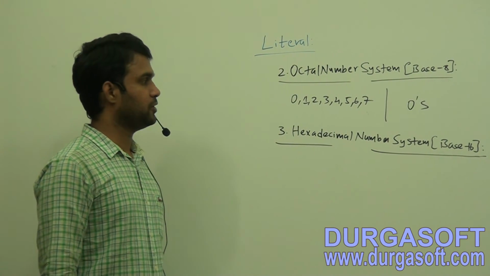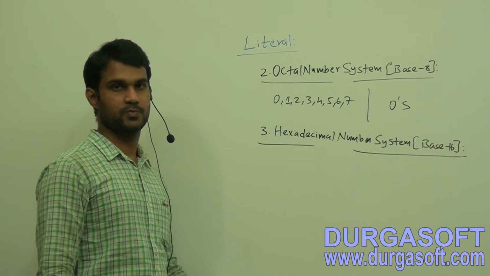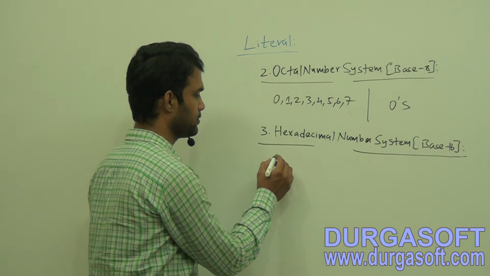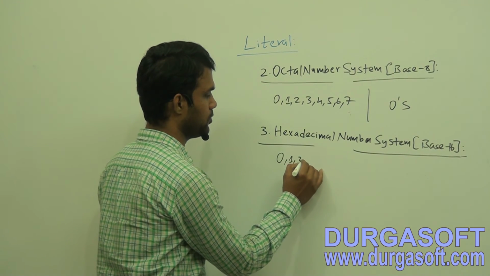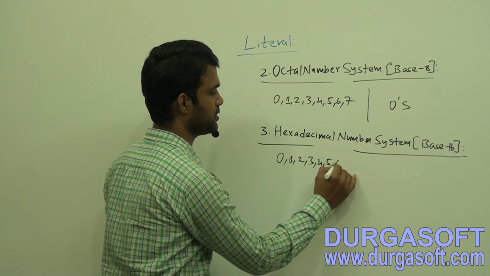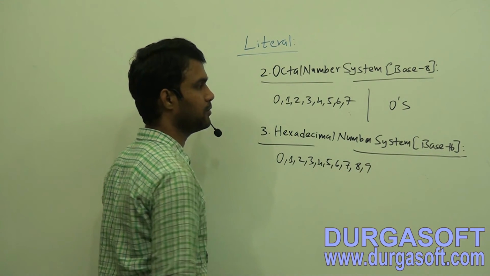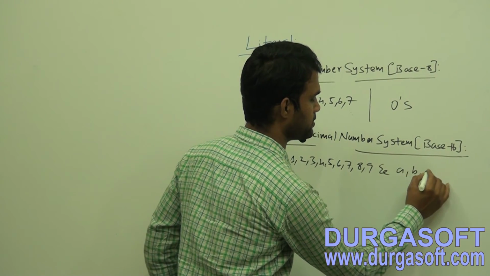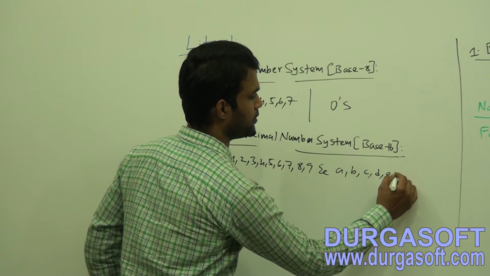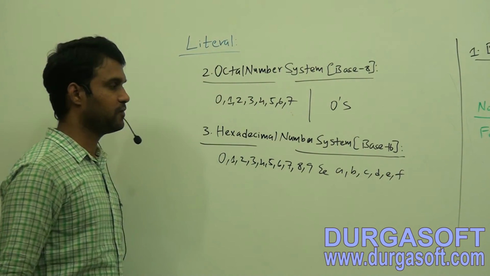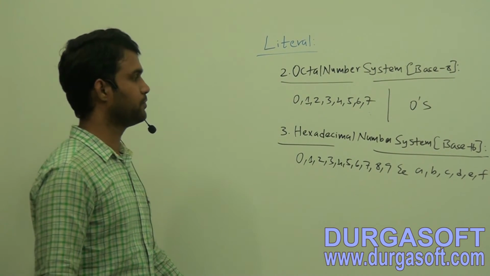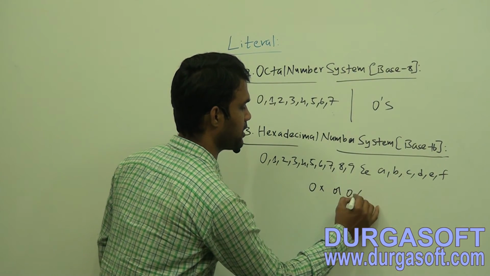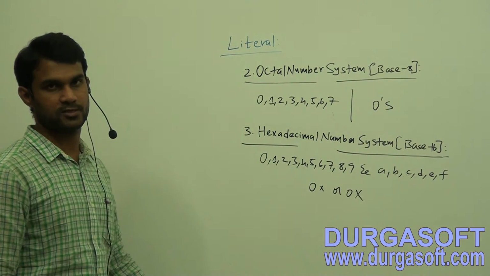Okay, so if you want to represent a number in the hexadecimal number system, then we have to prepare the number by using the symbols 0 1 2 3 4 5 6 7 8 9, and also some alphabets, A B C D E F. A to F, and it should be prefixed with 0x, either small x or capital X.